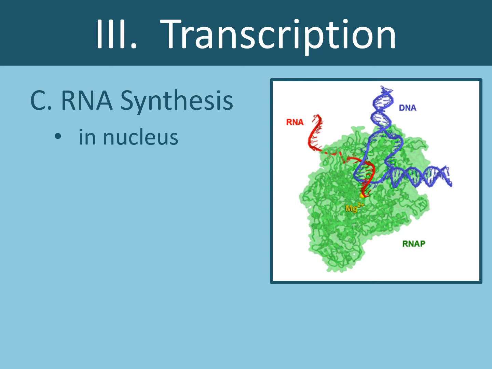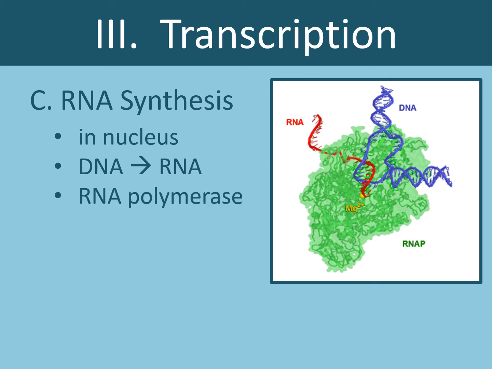Remember, our DNA is found in the nucleus of our cells. The process of transcription requires DNA to make RNA, so transcription must be carried out in the nucleus. DNA is used as a template to make RNA. The enzyme that makes the new RNA is called RNA polymerase. The way this works is DNA is unzipped, like we described during replication.